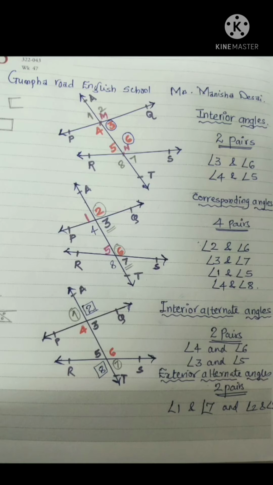Today we have learned about interior angles, corresponding angles, interior alternate angles and exterior alternate angles. So based on it, you have to solve practice set 2.1 in your maths notebook.